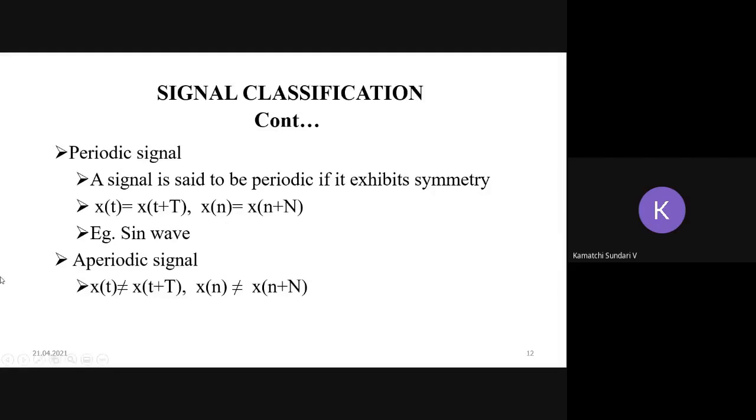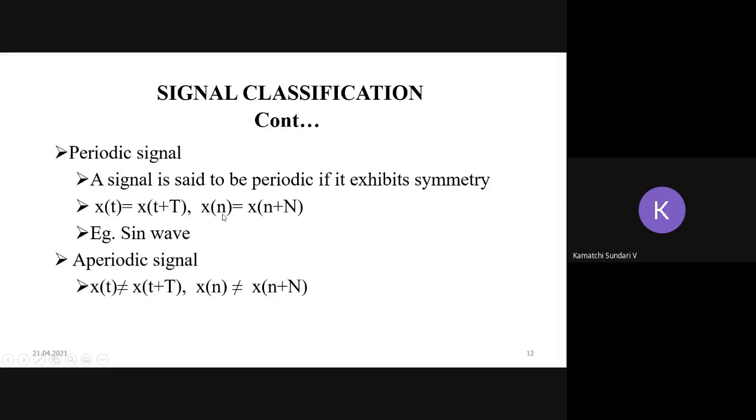And next is the periodic and aperiodic signal. So a periodic signal is nothing but, if we are saying any signal is a periodic one, it exhibits symmetry, right? So x of t is equal to x of t plus capital T. You should be very careful with the cases of the signals representation here. Here x of t is a small letter, and this side we have x of t plus T. This T is the capital letter.